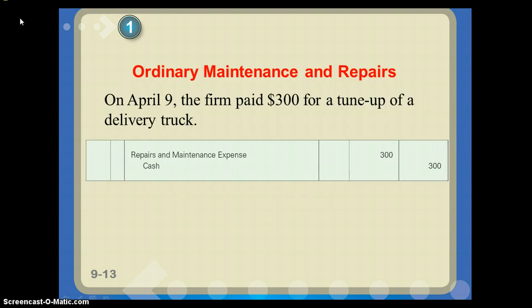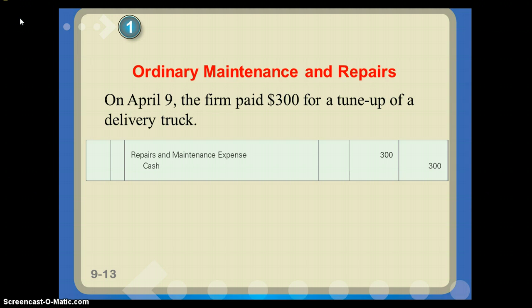First, we have ordinary maintenance and repairs. On April 9th, the firm paid $300 for a tune-up of a delivery truck. So this is a repair and maintenance expense. You would know to use that by looking at the chart of accounts, and we paid cash for it.